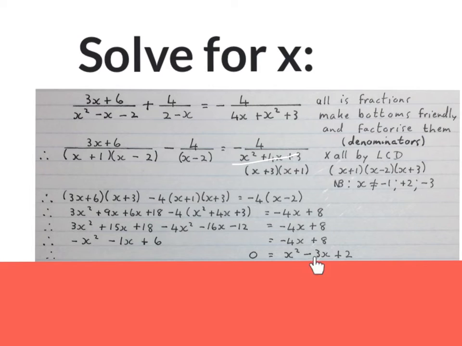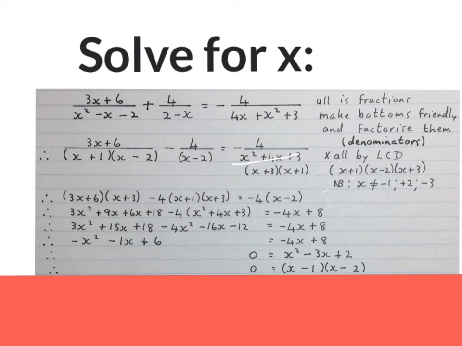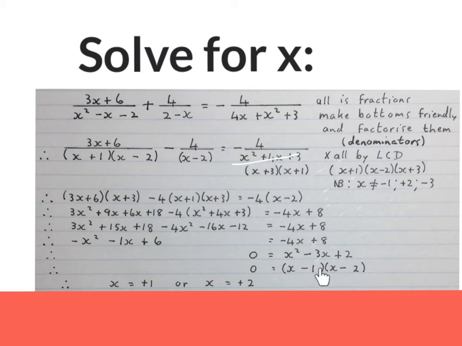Now we have to factorize this, which will end up looking like this. Then from here we get the answer x equals to plus 1, and from here we get the answer x equals to plus 2. Now we check our restrictions. x is not allowed to be minus 1 or plus 2 or minus 3. Here I can see x is equal to plus 1, he is fine. X is equal to plus 2 is not allowed.